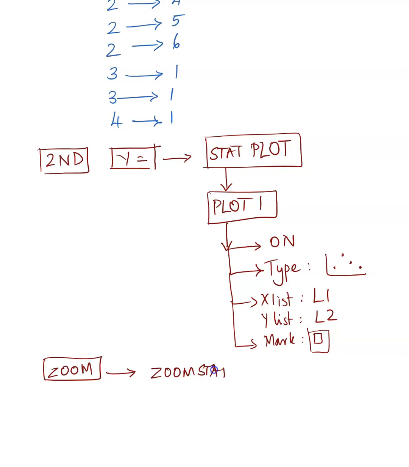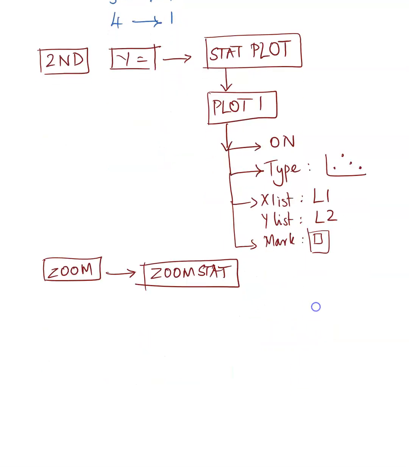The purpose of ZoomStat is to fit your data values tightly in the window, right? So it really fits tightly. So you can see now that you have these values, it looks like this: you have the square, square, square, square. Then you have something like this, and so on, okay? So you really can't see much there.